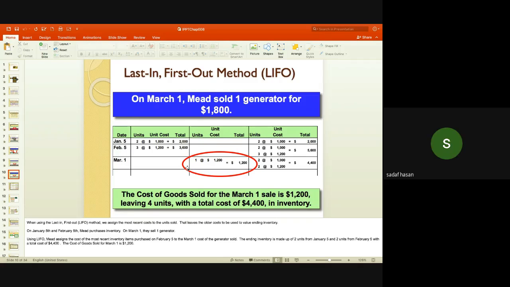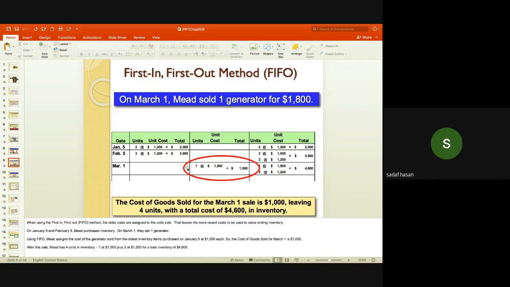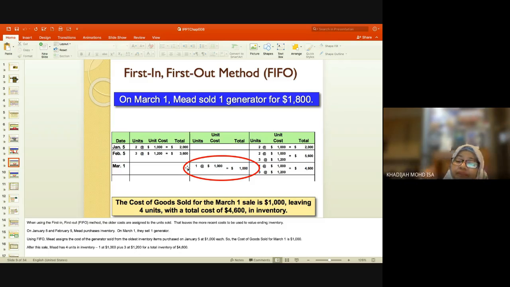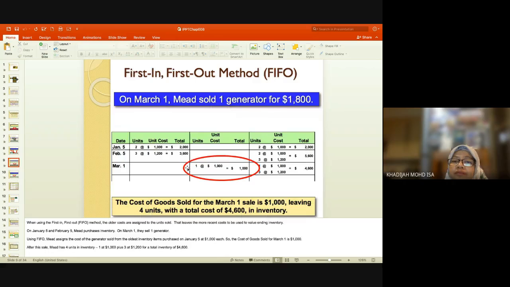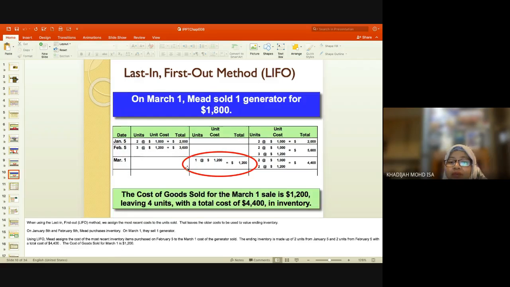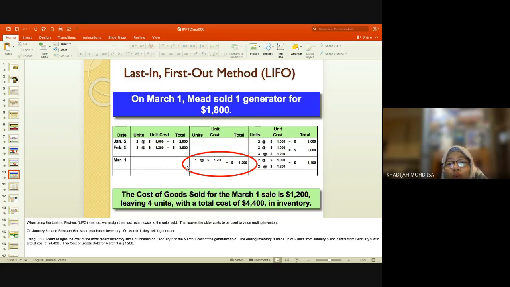I prefer FIFO, right? Because it shows a higher gross profit. But if the company is submitting income tax, which method do they want to use? If they have to pay tax, they use which method? LIFO, I think they use LIFO. Because profit is lower, meaning they pay lower tax.